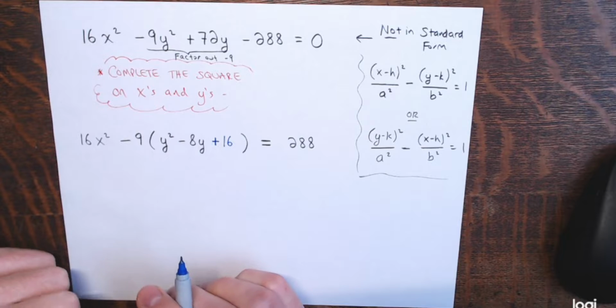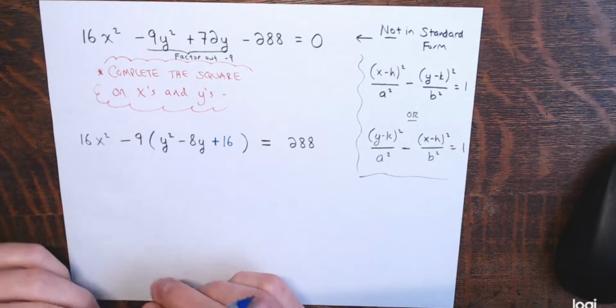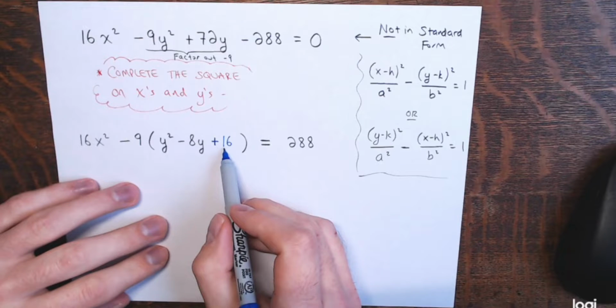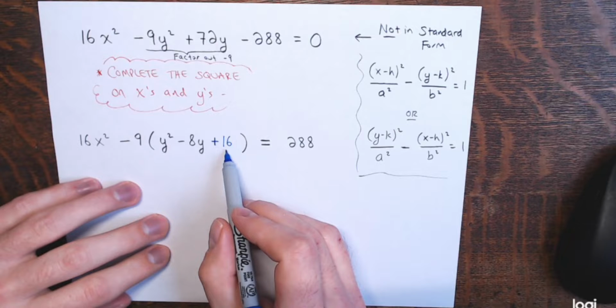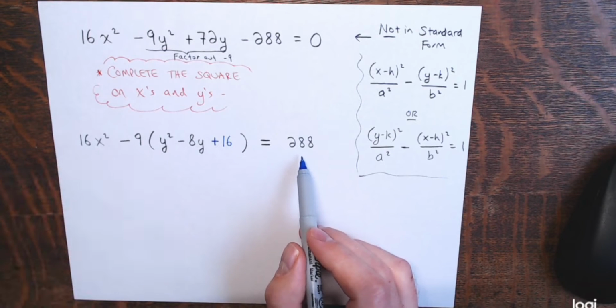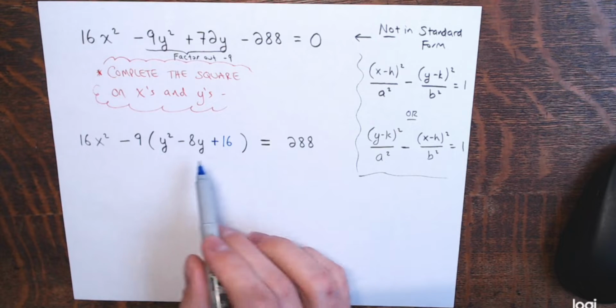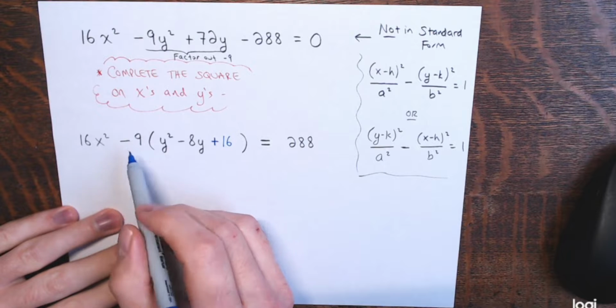Now you got to be real careful. I see this mistake made way too often. I wrote positive 16 in this set of parentheses. So that didn't mean I added 16 to the left side. So don't just write plus 16 on the right side. All right, it's an equation. You got to keep things balanced. You have to remember what you factored out.